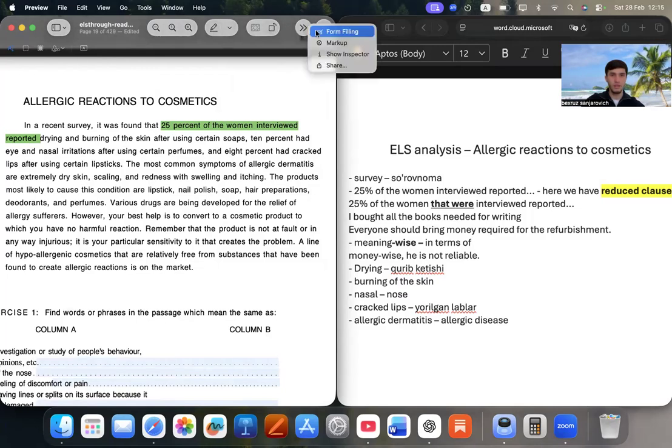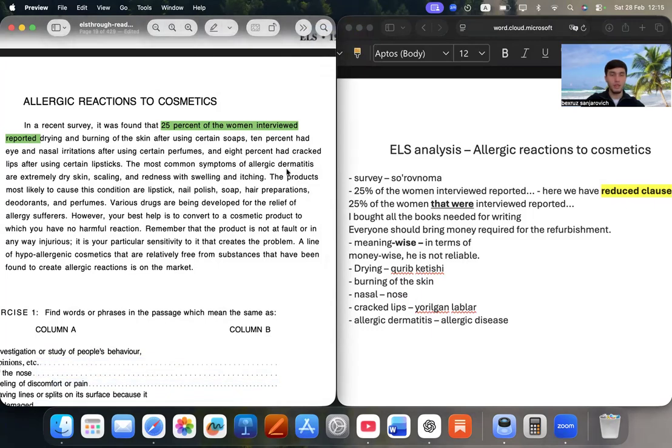No, I couldn't use this one. Okay. It's, for example, reduces clause border. The products that are most likely to cause this condition are lipstick. You see. Okay. Most likely to cause.